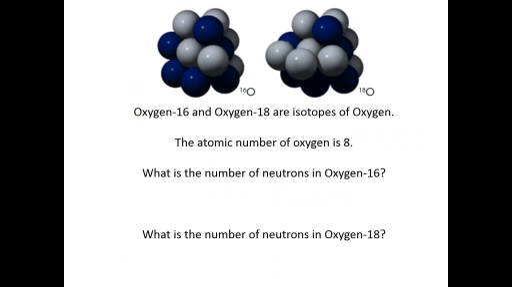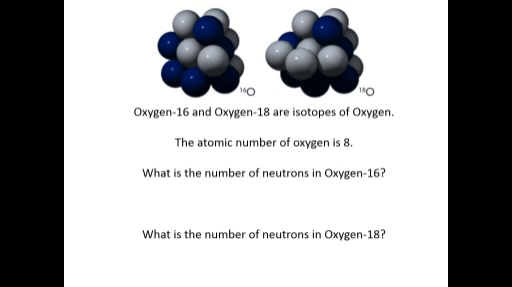So here's an example. You have oxygen 16 and oxygen 18. They're isotopes of oxygen. I'll tell you the atomic number of oxygen is 8.